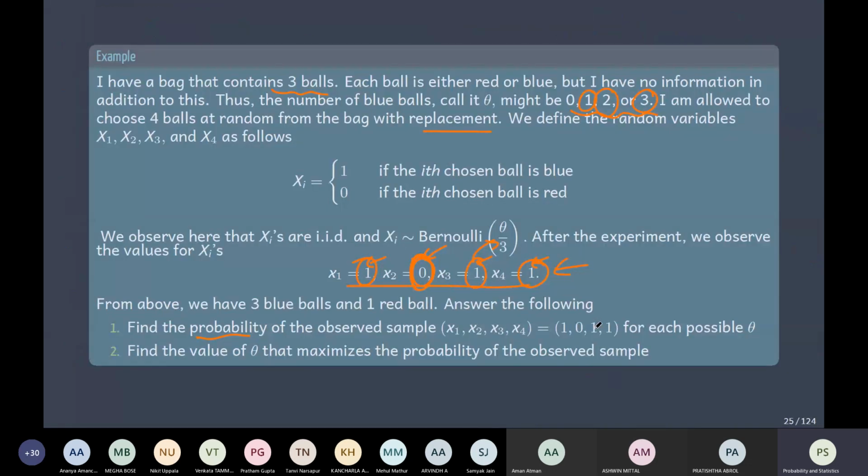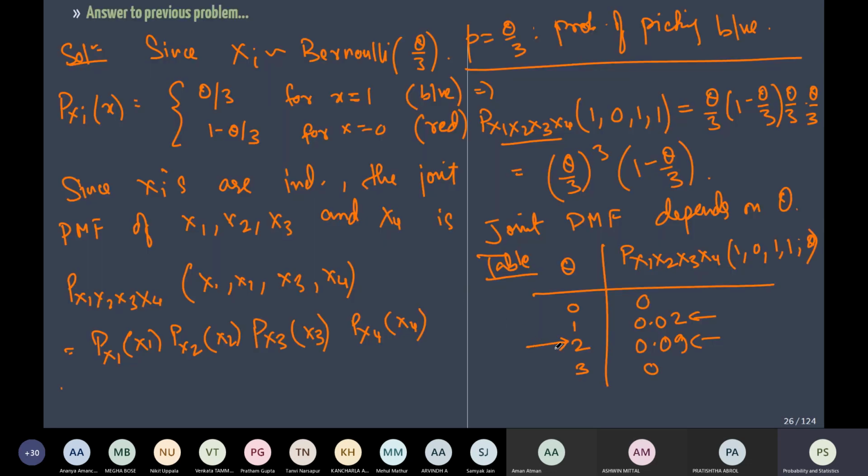So what was the question? Find the probability for each value of theta. We have done that, so we have listed out the table. Now the question is to find the value of theta that maximizes the probability. From the table, we observe this is the theta that maximizes the probability. We listed out all the values, and from there we picked theta equal to 2, which maximizes the probability of that observation.